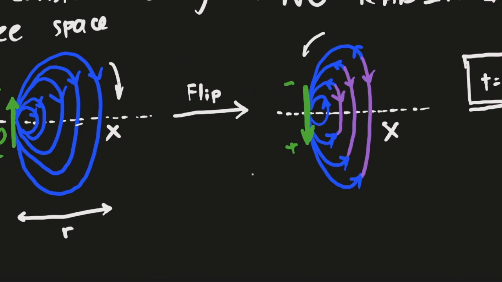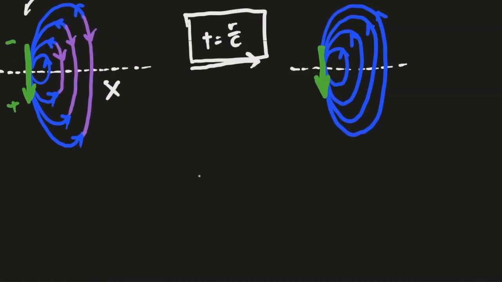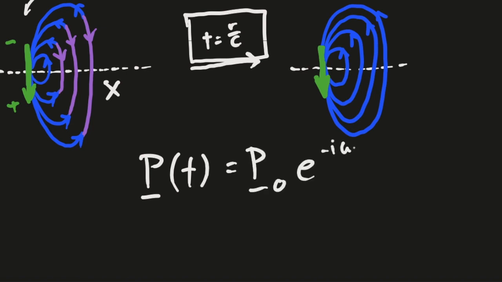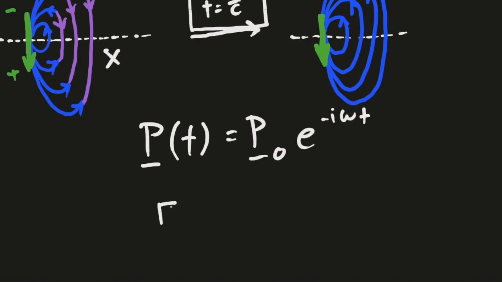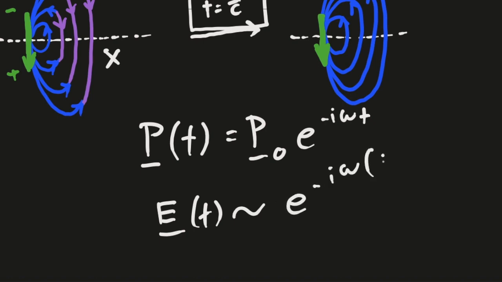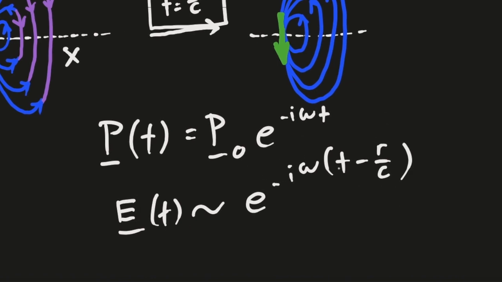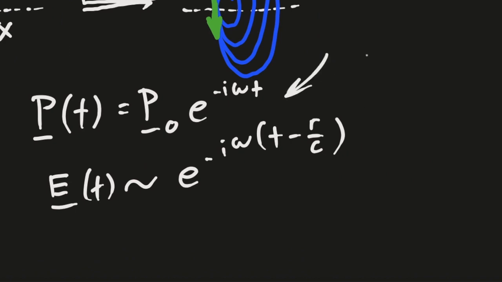Now what happens if we keep flipping our dipole? Let's imagine that we have a dipole moment of the form p naught e to the negative i omega t, so some oscillating dipole. Then our electric field will have some dependence e to the negative i omega (t minus r over c). So this has to depend on the retarded time. If charges oscillate here to create this dipole, then we have currents because you have changing charge. And that implies you have a magnetic field at X.